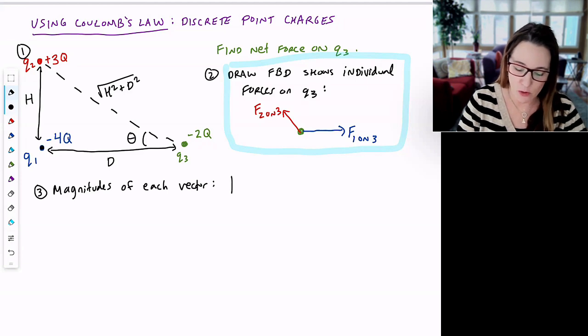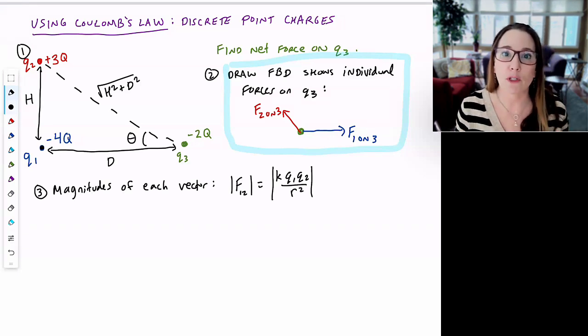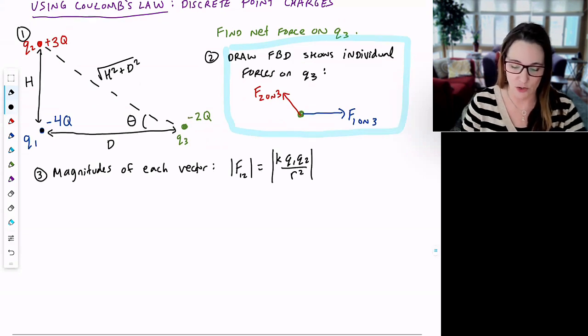And that's going to be from Coulomb's law. So Coulomb's law is that the force between two charges, 1 and 2, is equal to K, and this is all magnitudes, Q1 Q2 over the distance between them squared. So the absolute value signs are here. We're not putting in positives and negatives. We're just taking a magnitude.